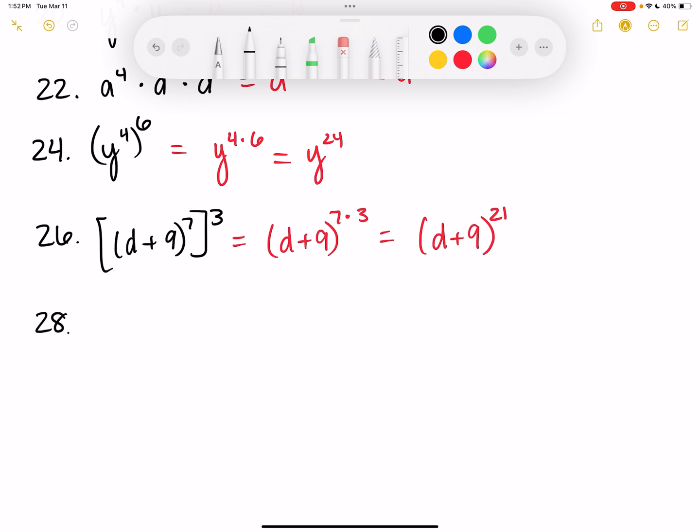Problem 28: negative, then in parentheses 5x raised to the 2. Any ideas about this one? Multiply by negative? Maybe just leave it alone. Yeah, it's perfect the way it is. Exactly. Okay, ignore the negative that's out here.